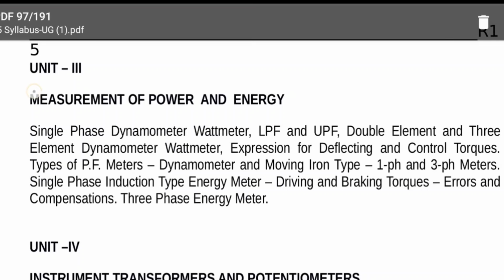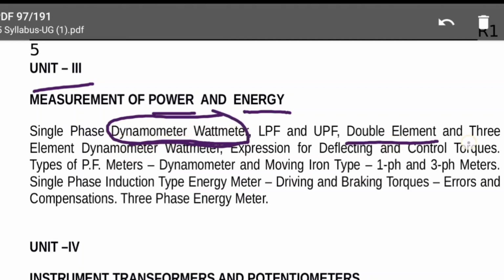The next chapter is Unit 3, measurement of power and energy. Power can be measured by wattmeter, energy can be measured by energy meter. What is the construction of single phase dynamometer wattmeter? That may come as a 10 marks question. If you understand the dynamometer type wattmeter, you will easily get an idea about 3-phase energy meter, 3-phase wattmeter or double element wattmeter. A current coil and pressure coil both come under one element.